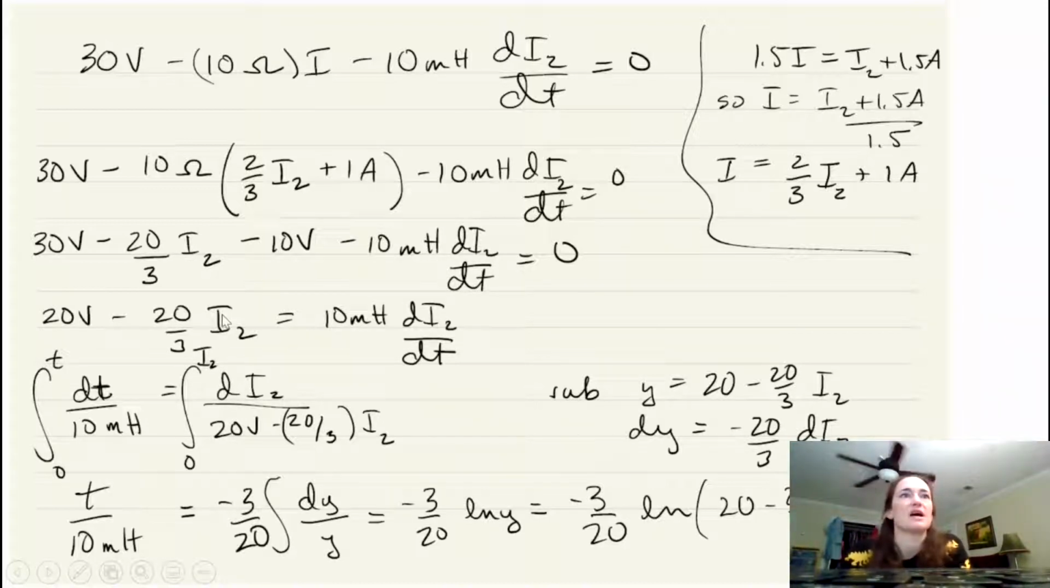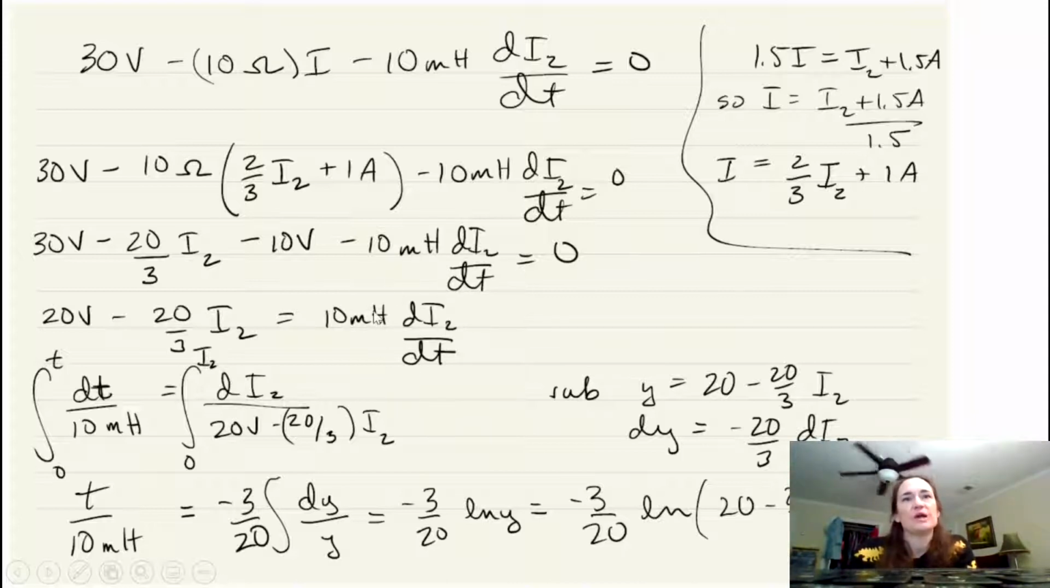You say that five times fast. Okay, so I combine my volts, and I get 20 volts minus 20/3 ohms I2 is equal to 10 millihenries di2/dt. You can see I put my di2/dt term on the right-hand side.